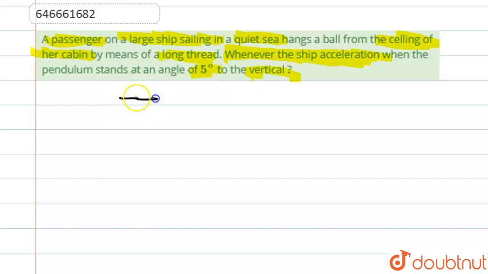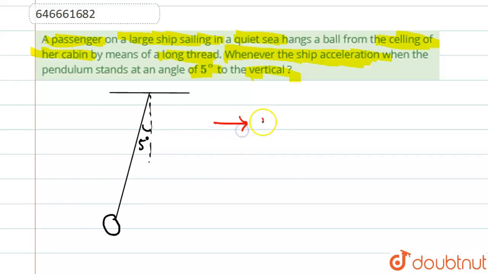So what is given in the question is that the pendulum is hanging from a ship. Let's suppose this is the pendulum, it is hanging. So this is the bob, and it is at an angle of 5 degrees from the vertical. The ship is sailing in the forward direction. Let's suppose over here the ship is going with acceleration a.